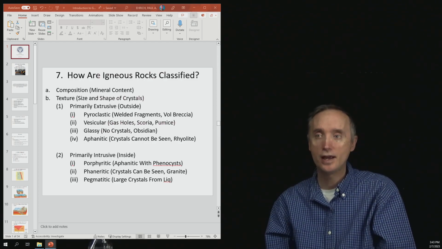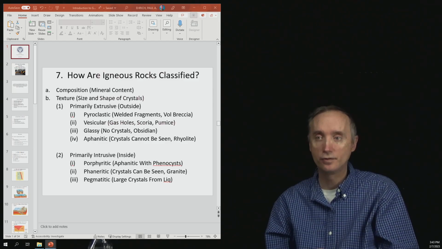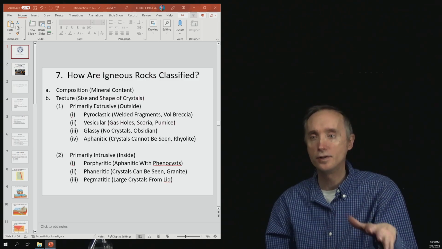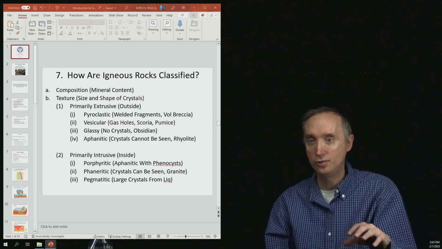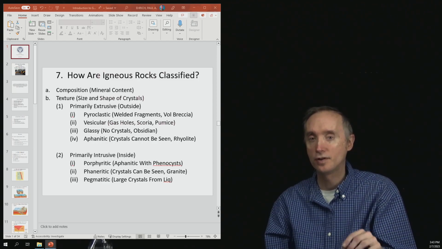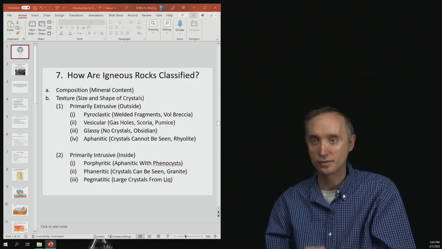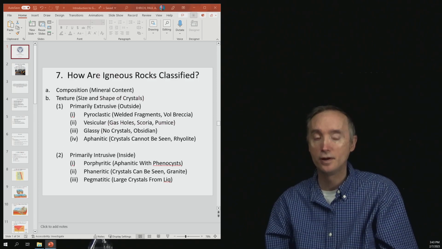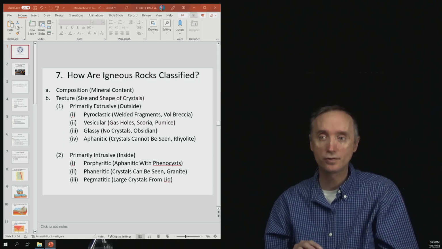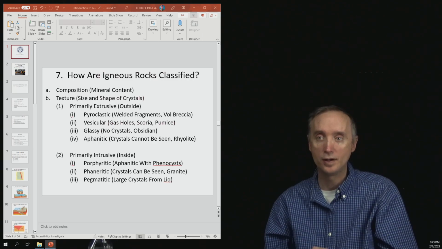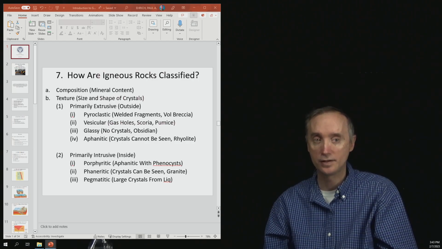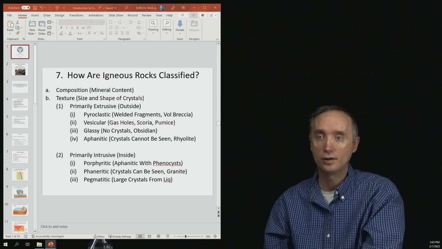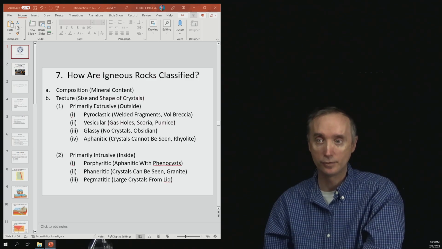Then you can have materials that are either very close to the surface or on the surface. They cooled off quickly so that they have very, very tiny crystals. They do have crystals, so if you were to look at them through a microscope, you could see the crystals in these rocks, but you can't see them with the naked eye, so we refer to this kind of texture as aphanitic. And so an example of this would be rhyolite or basalt, for example.